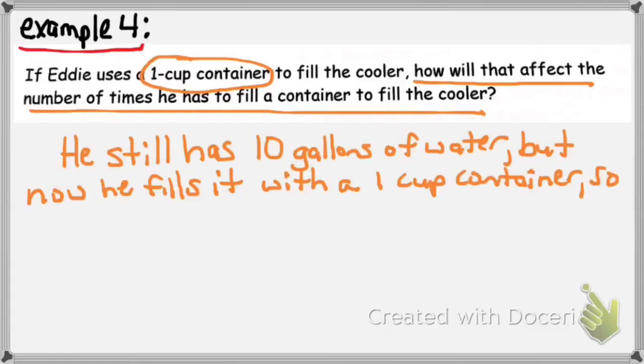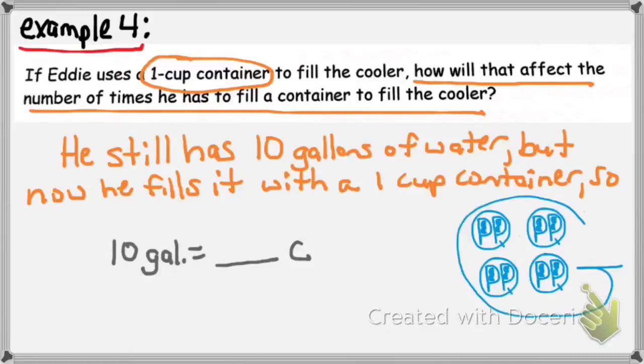So I need to do a bit of a different conversion this time. I'm going to take my 10 gallons, because that's how big the cooler still is, and I need to convert that this time to cups. Again, gallons and cups are customary units of measurement for liquid, so I'm going to go ahead and write my gallon guy. I look at my units. Gallons are larger than cups, as I can see by my picture. So I'm going to write large to small. We know large to small means we multiply.